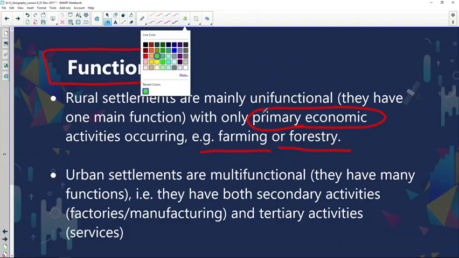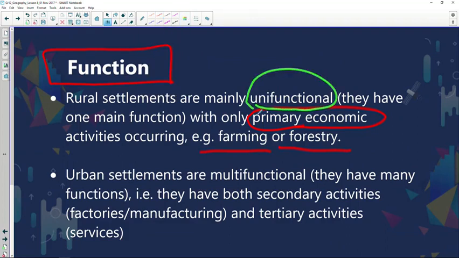So what do we say? It's unifunctional. There's only one main function. That's primary. So the main function on that piece of land is to farm crop. Now, secondary activities, that we're going to discuss a bit later in the next lesson, is where we take this crop and we turn it into maize or into bread. And tertiary activity is selling the product, for instance, shops.